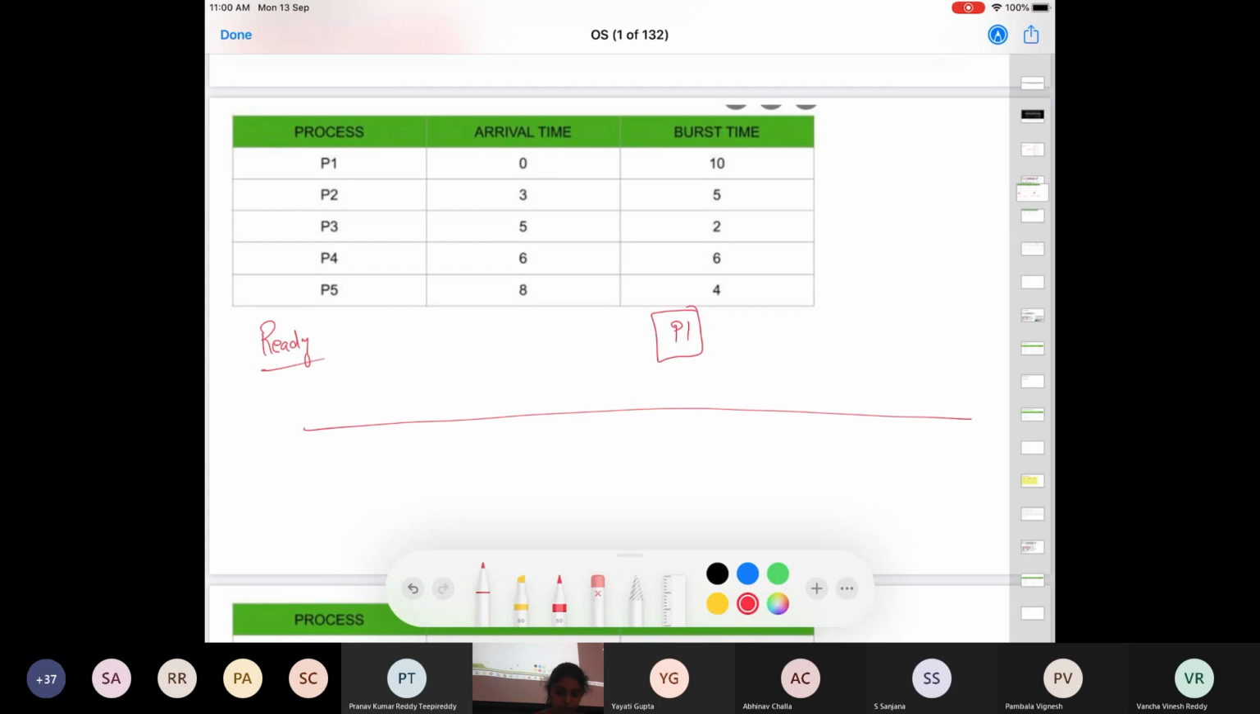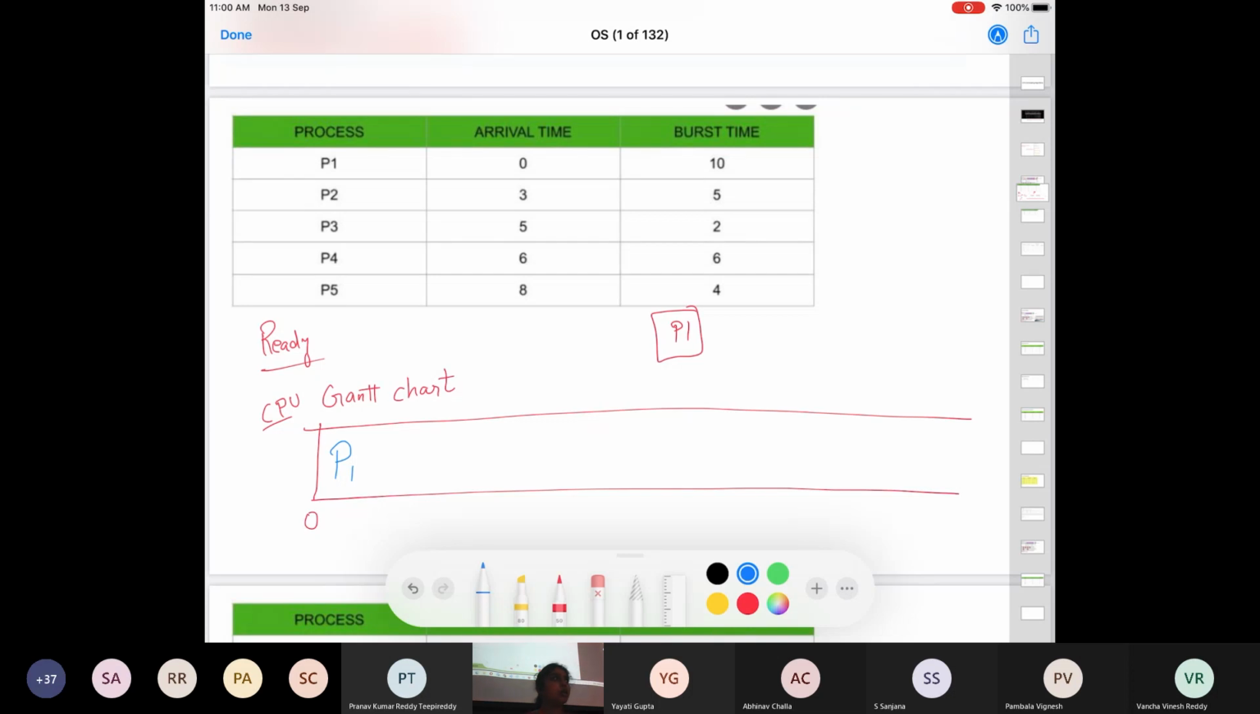So this is what is happening in the CPU. We called it a Gantt chart. It is nothing but a pictorial representation of which process is allocated the CPU. So at time 0, we have given the CPU to this process which is P1. Right? Until when will P1 execute?